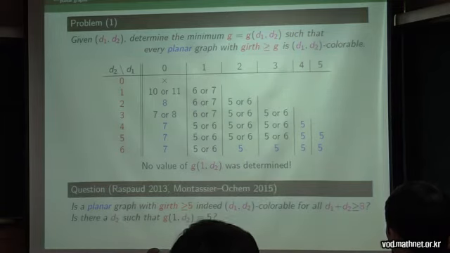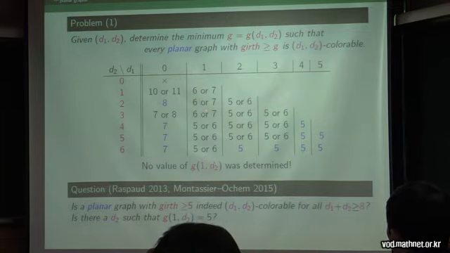And then Montassier, who's a student of André, also asked this question. So in this column here, none of the values were determined. The first 3 values are either 6 or 7, and every value here is either 5 or 6. And over here on this side of the table, you see many, many 5s. So they also suspected that, come on, there has to be at least one value here that's 5. So they asked if this was true.